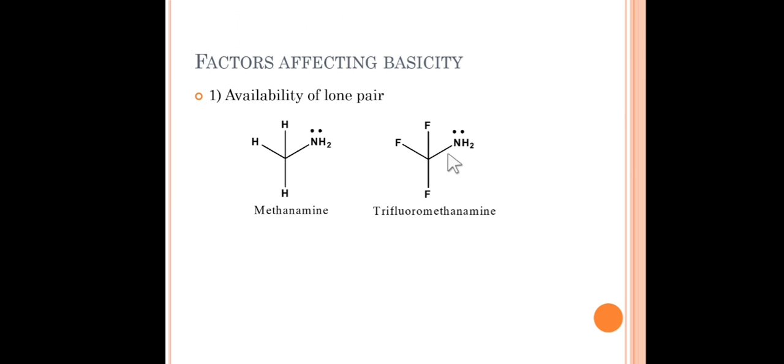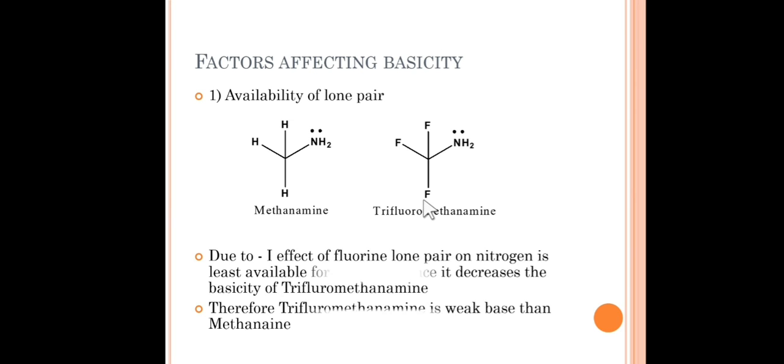If we consider trifluoromethanamine and methanamine, these fluorines have the minus I effect and will attract the lone pair on the nitrogen towards themselves, so the lone pair on the nitrogen will be least available for donation. Hence it will decrease the basicity of trifluoromethanamine. Therefore, trifluoromethanamine will be a weaker base than methanamine because of the minus I effect of the fluorine. This is how we are going to consider the other examples.